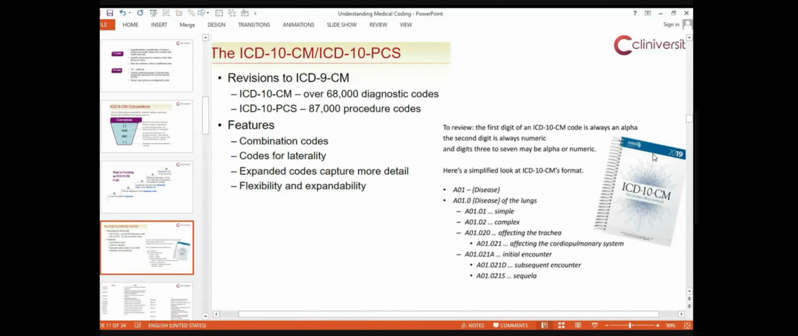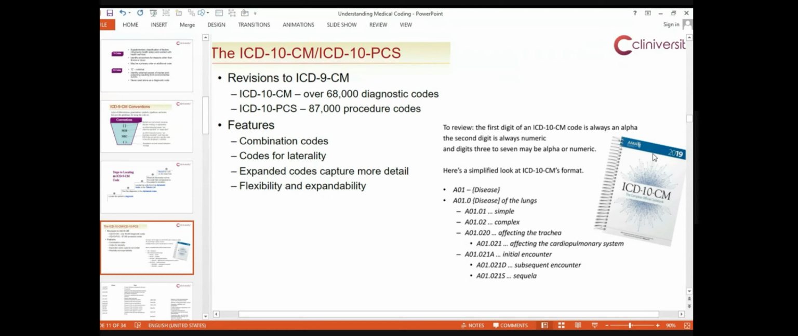Now, another dictionary, which is the updated version of ICD-9, is ICD-10 CM or ICD-10 PCS. Revisions to ICD-9 CM led to the ICD-10 CM dictionary. Around 68,000 diagnostic codes are there in this dictionary. ICD-10 PCS comprises around 87,000 procedural codes. So in ICD-10 CM, we have diagnostic codes, while if any patient is going through a certain procedure during their therapy, for that we use the ICD-10 PCS dictionary, which comprises around 87,000 procedural codes.